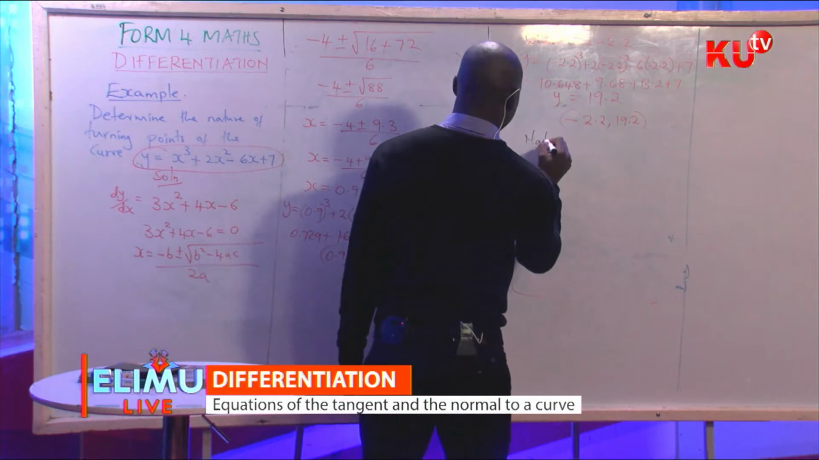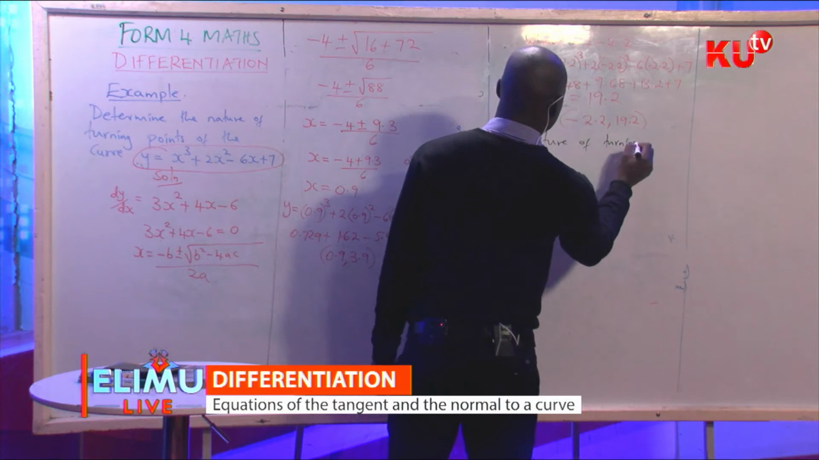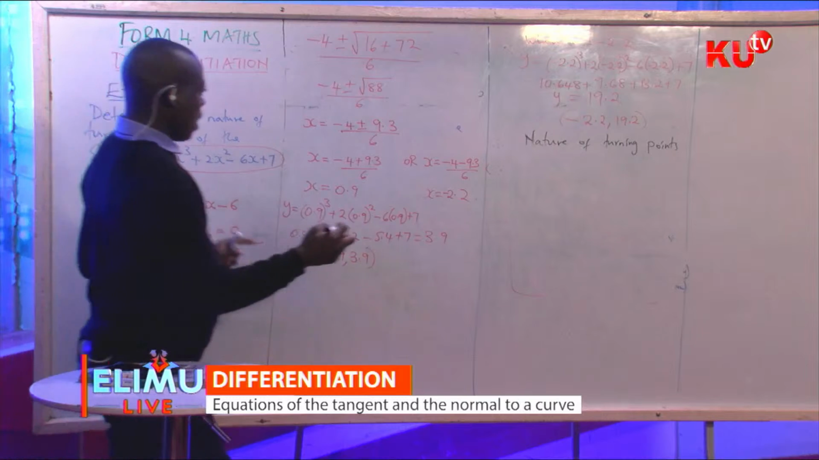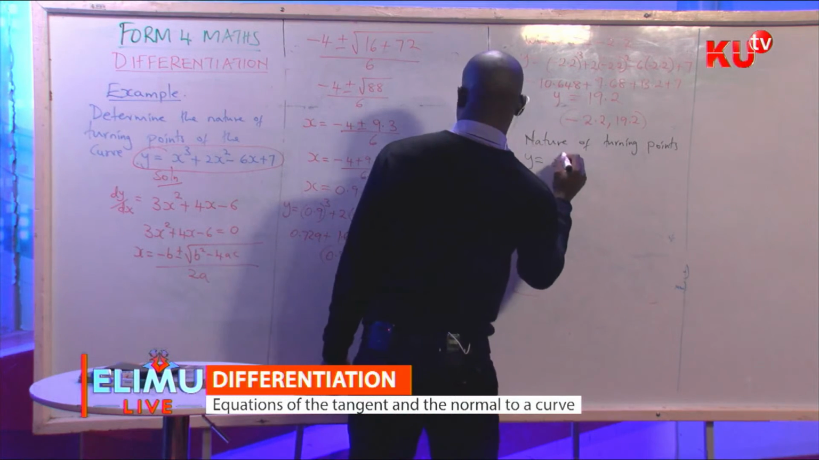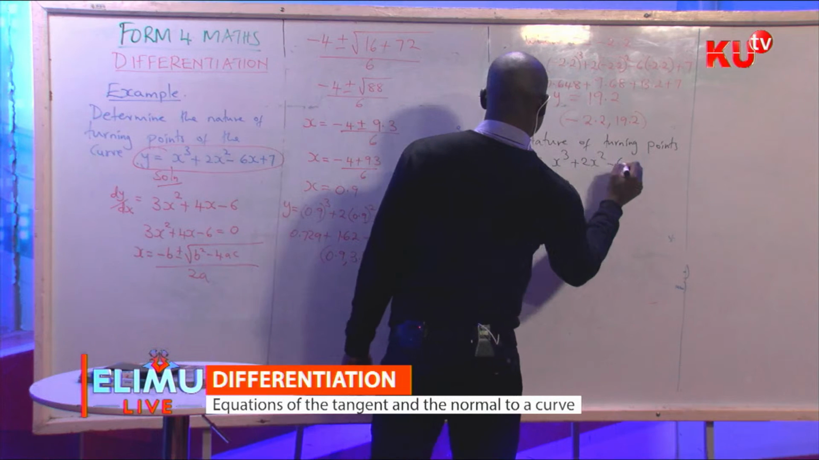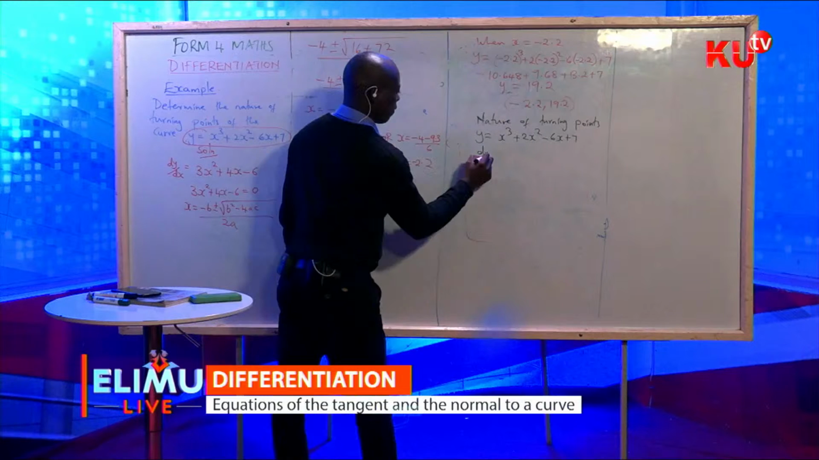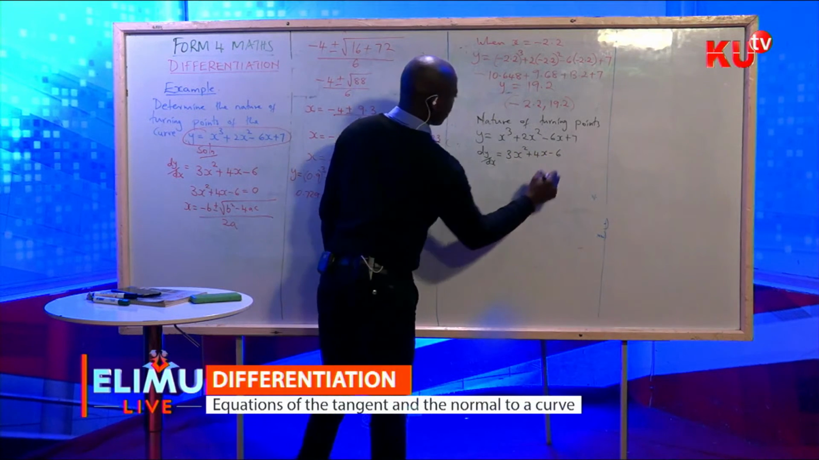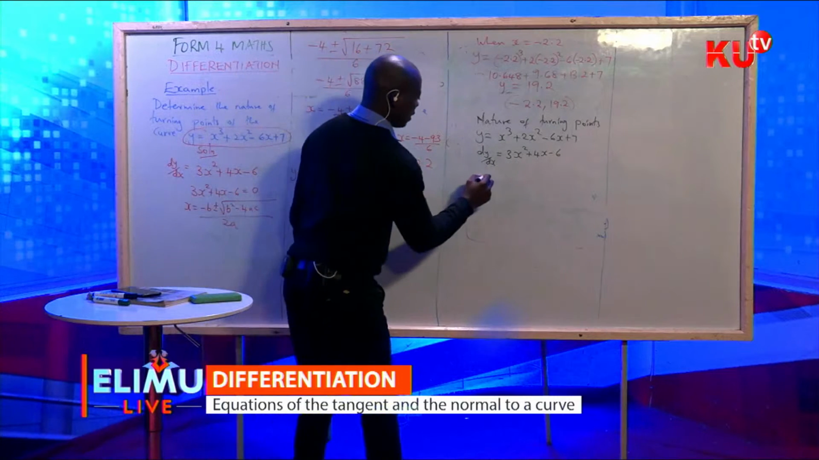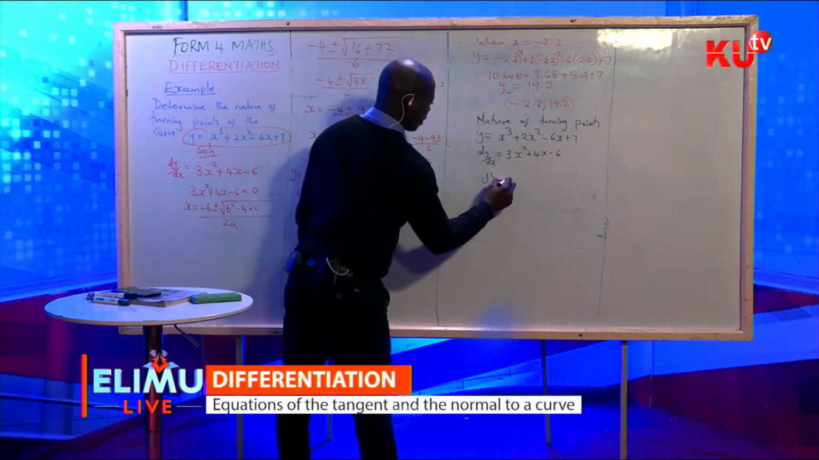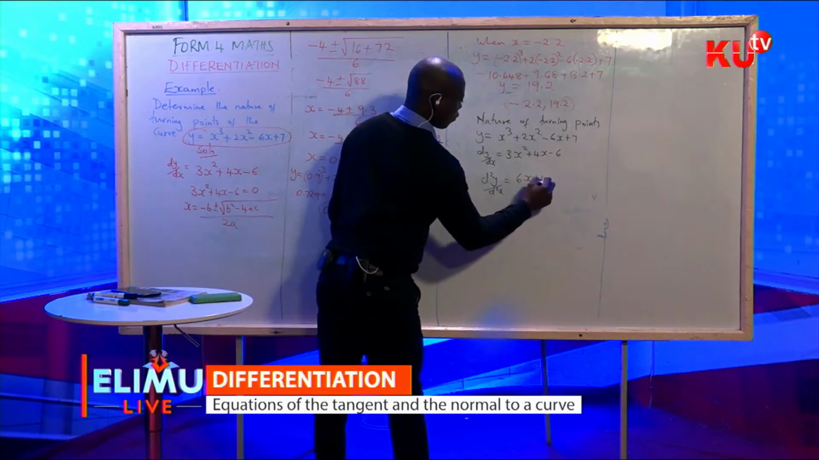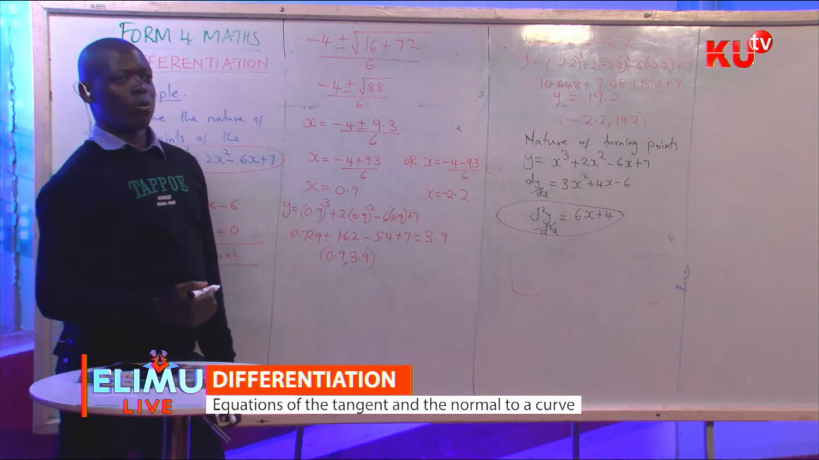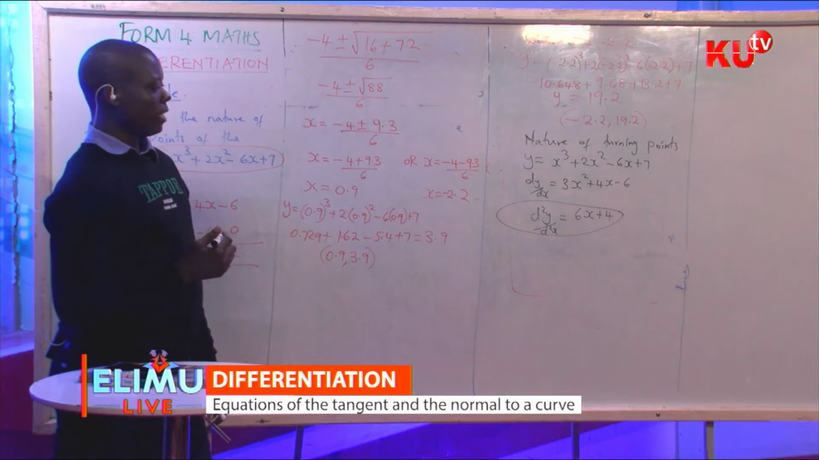So our nature of turning points, we will now take the derivative. Our function was y is equals to x cubed plus 2x squared minus 6x plus 7. We differentiated the first time, dy dx, and got 3x squared plus 4x minus 6. If I differentiate for the second time, d squared y, d squared x, I will have 6x plus 4. Then I will use this second derivative to find the nature of the turning points.